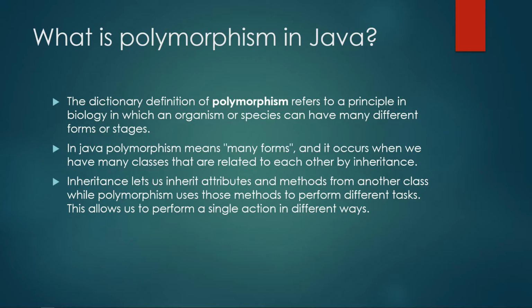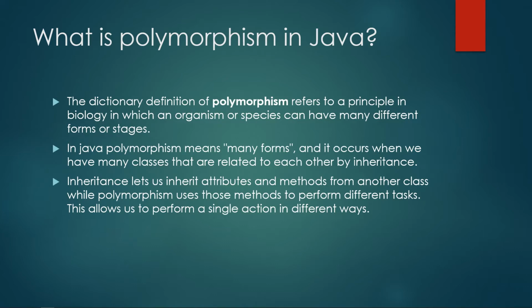The dictionary definition of polymorphism refers to a principle in biology in which an organism or species can have many different forms or stages. In Java, polymorphism means many forms, and it occurs when we have many classes that are related to each other by inheritance. Inheritance lets us inherit attributes and methods from another class, while polymorphism uses those methods to perform different tasks. This allows us to perform a single action in different ways.